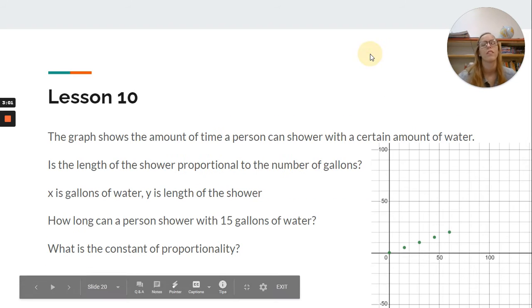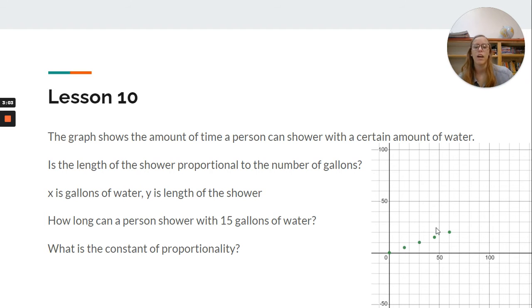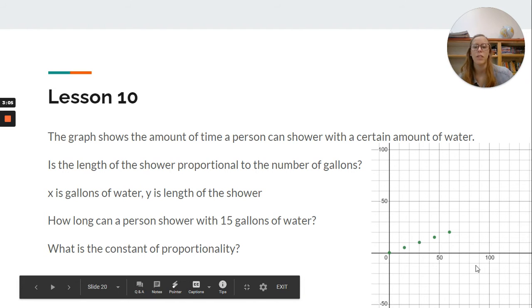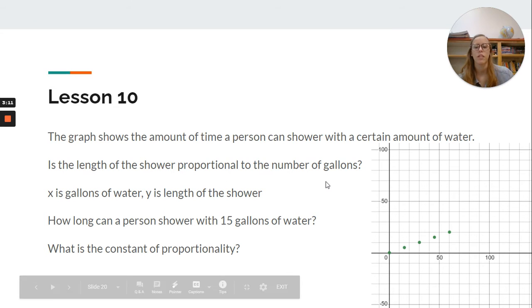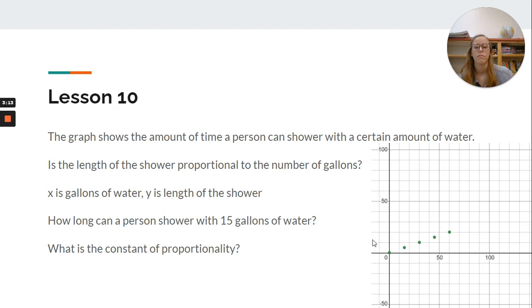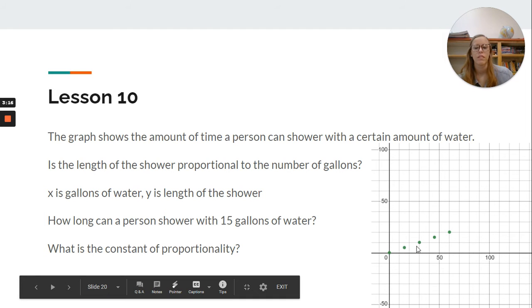Okay. Lesson 10. So here we have a graph that shows how much time a person can shower with a certain amount of water. So we need to know, is the length of the shower proportional to the number of gallons? Yes. And then how long can a person shower with 15 gallons of water?